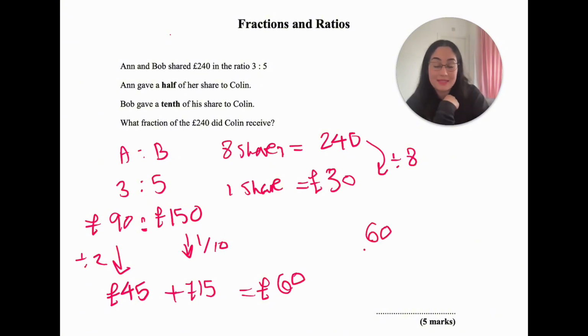So the fraction he received was 60 over 240. And if we simplify that, we can divide both by 10 and we get 6 over 24. We can simplify it once again and we get 1 over 4. So he gets a quarter of the £240.